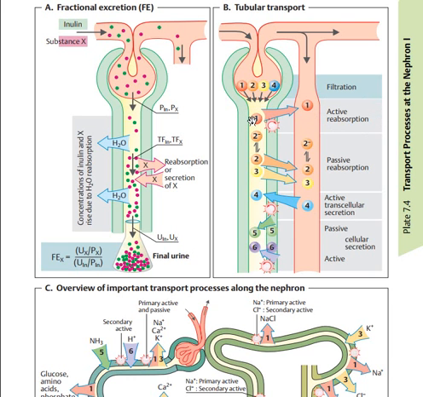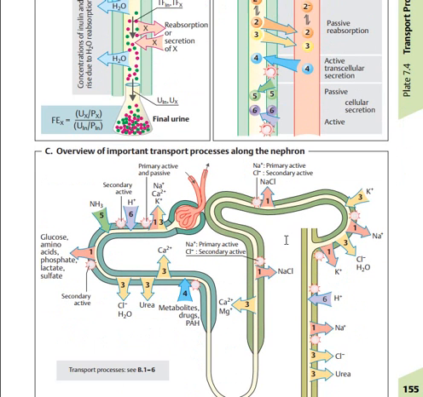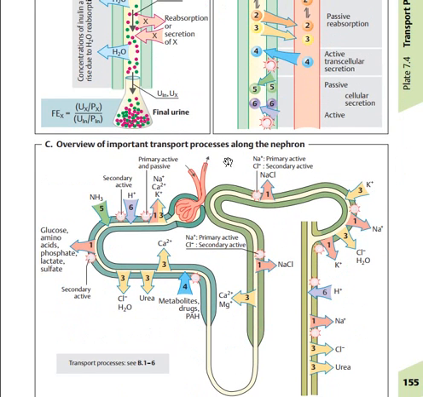Now when you have done active reabsorption, you are going to see that water is much more concentrated in here than in here. So passive reabsorption of water is going to occur. That's the next thing. After that, you have transcellular secretion, then you have other secretion. So this shows the overview of the different reabsorption of substances into the blood from the tubules.